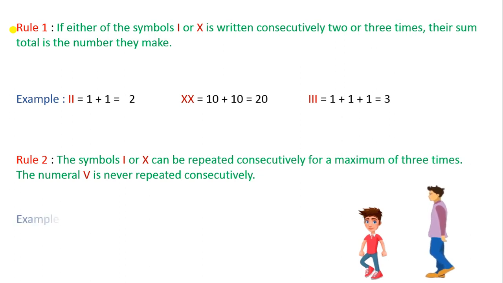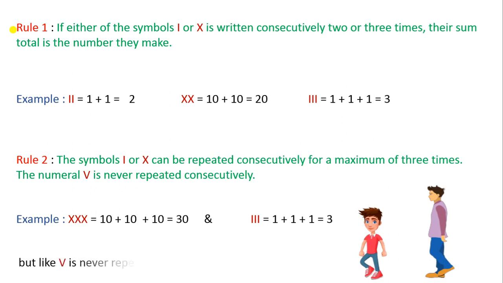We can use 3 times X, that is XXX, and it is 10 plus 10 plus 10 equal to 30. And as we saw in the first rule, 3 times I, that is III, is 1 plus 1 plus 1 equal to 3. But V is never repeated. Yes sir, I got it.